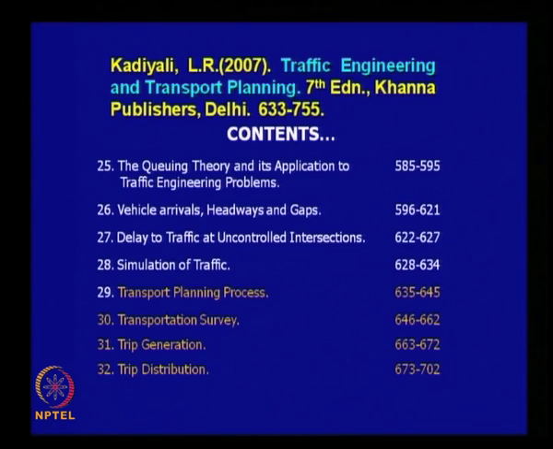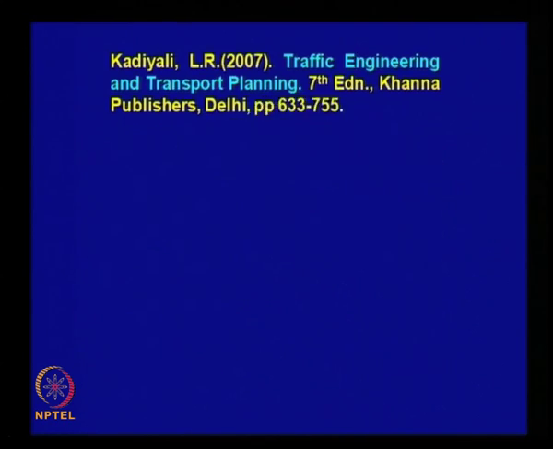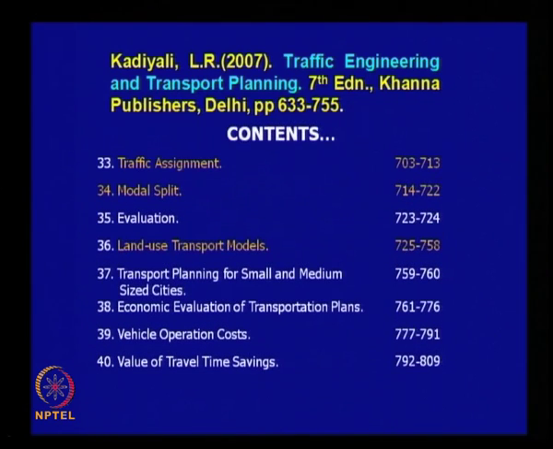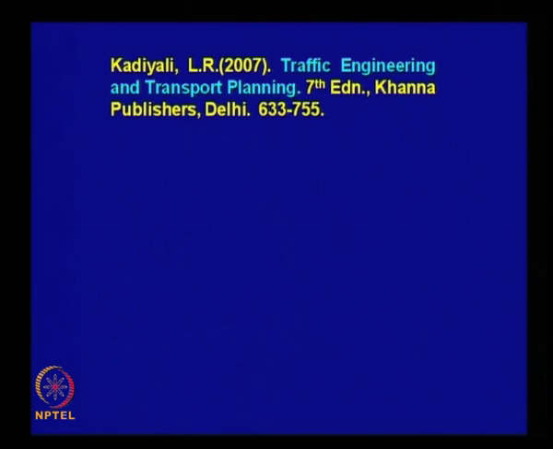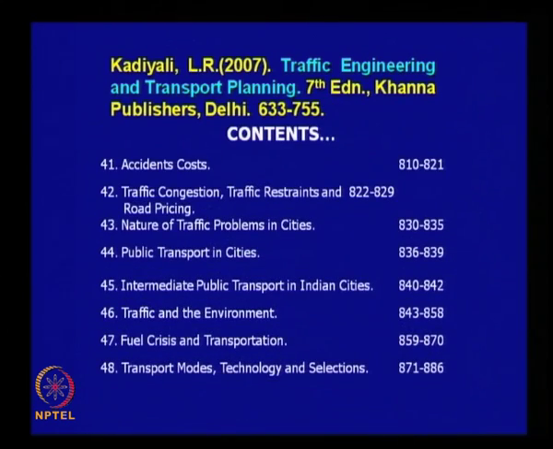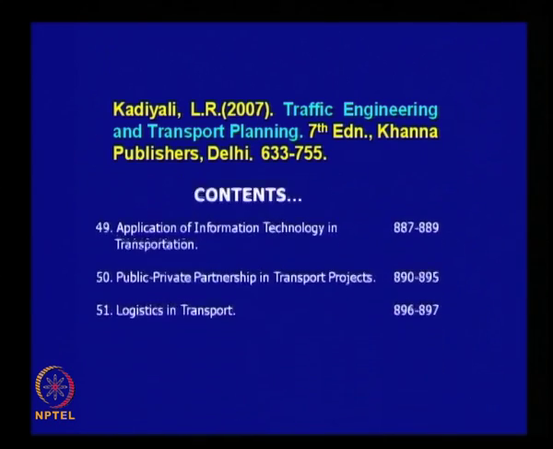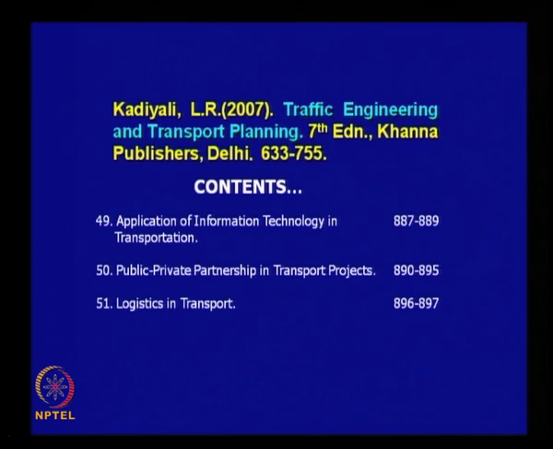Then starting from page 635 you have some information on transportation planning, titled Transportation Planning Process, Transportation Survey, Trip Generation, Trip Distribution, Traffic Assignment, Model Split, Evaluation, Land Use Transport Models and so on. And it continues, and there are other topics like accident costing, all related to transportation economics, and it goes up to 51 different topics in this book. Still, I would say under transportation planning you will find some useful information in this book too.